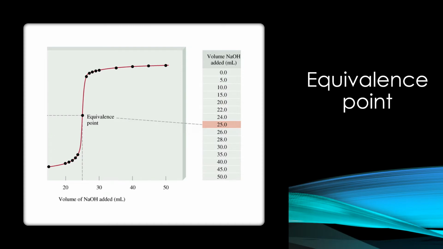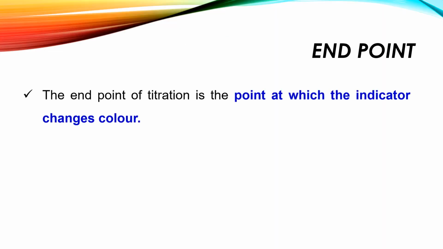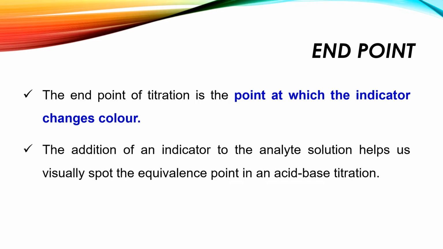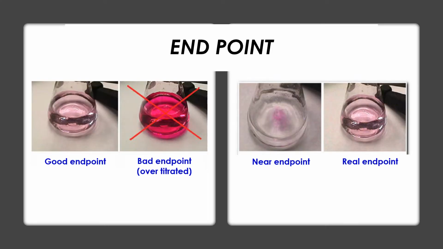The equivalence point can be identified by using a graph that is called a titration curve. The endpoint. The endpoint of a titration is the point at which the indicator changes color. The addition of an indicator to the analyte solution helps us visually spot the equivalence point in an acid-base titration. This picture shows how to visualize a good endpoint during a titration.